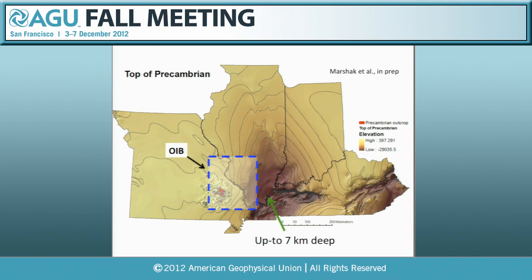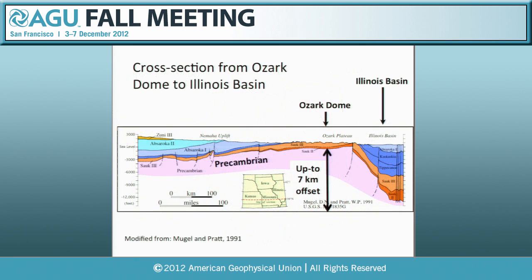The deepest point of the Illinois basin is up to 7 kilometers deep, and we have a cross-section from Missouri across the Ozark Dome to the southern Illinois basin. This cross-section shows more clearly that the Precambrian basement uplift or offset between the Ozark Dome and the Illinois Basin is up to 7 kilometers depth. It is a very big valley. And we will focus especially on this transitional zone or boundary.